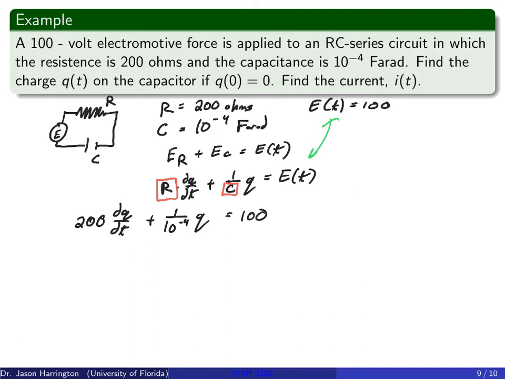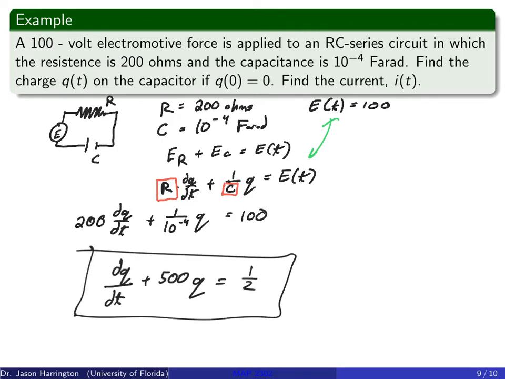Now this is a nice linear ODE. Let's see what happens when I just divide everything through by 200. Then I end up getting dq over dt plus 50 q, because don't forget that 10 to the negative 4 goes on top, and then you divide that by 200. And 100 divided by 200 is just 1/2. So this is our ODE to solve, which is pretty nice and easy: dq over dt plus 50q is equal to 1/2.